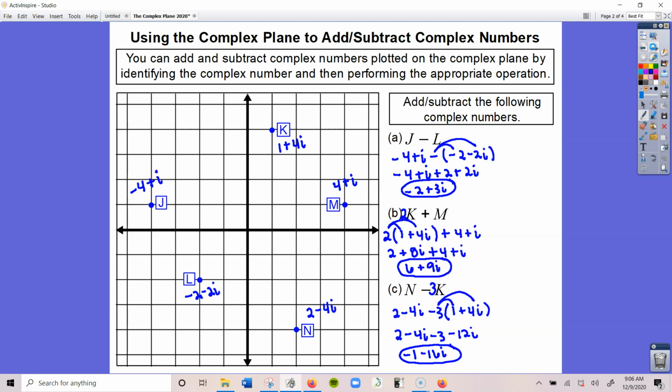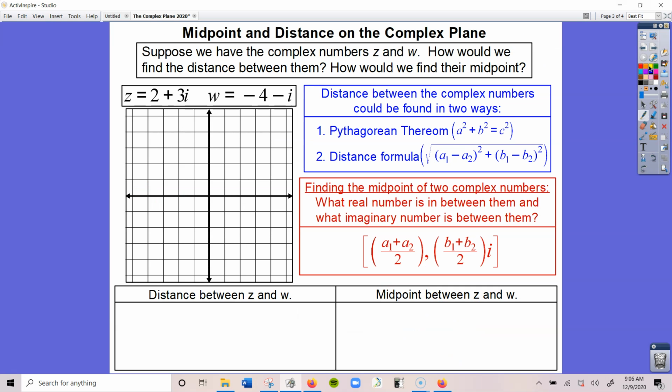Now let's look at one other thing for complex plane. We're going to now determine distance and midpoint between two complex numbers. So for distance, I put two different methods that we can use, and I'll go ahead and illustrate both, and you can use whichever one you prefer. Honestly, it does not matter.